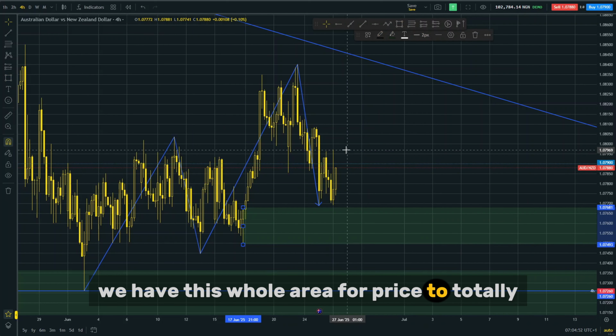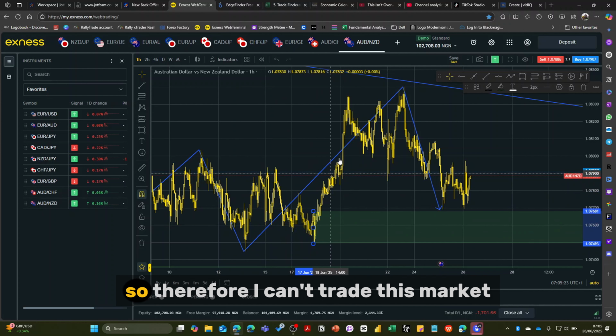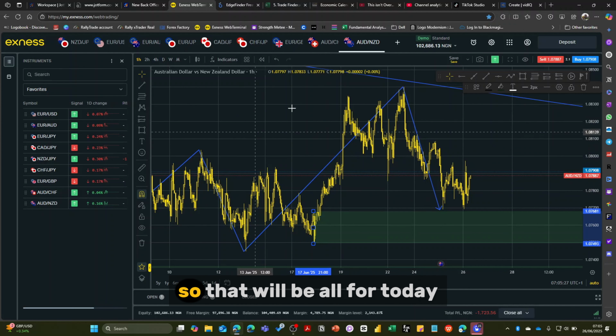price really is bearish. This market, I do not see clear direction as far as I'm concerned, so I can't trade this unless I want to scalp it. Scalping it, yeah, I can see it, I can find directions on that perspective, but actually trading it like this, I don't see a clear direction. I do not see a clear direction at all, so therefore I can't trade this market. So that will be all for today.